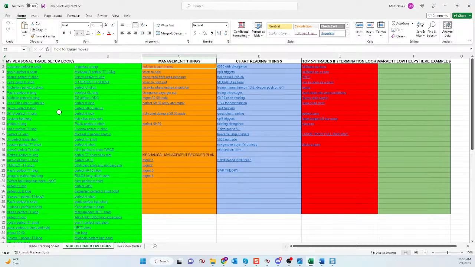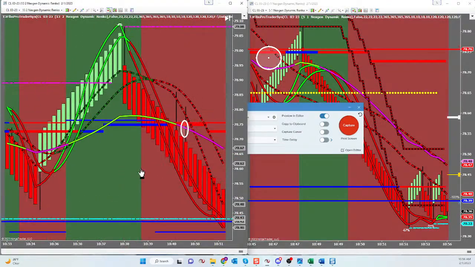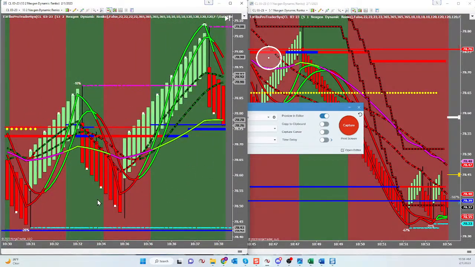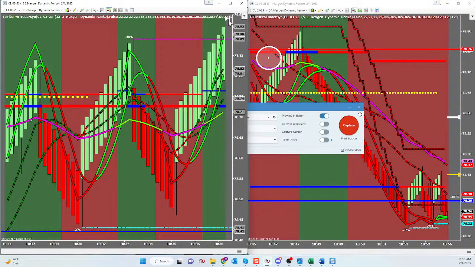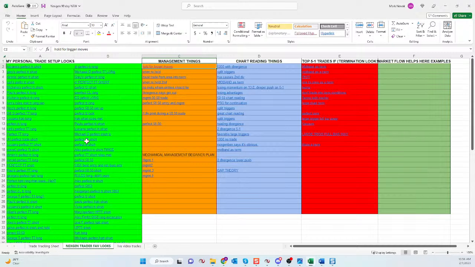And I started taking pictures of my favorite looks. Not only did I take pictures of the trades that I was taking, but guys, I did that study process. I started backpedaling days, months. I started using market replay. I started honing in my ability to recognize the perfect trade.